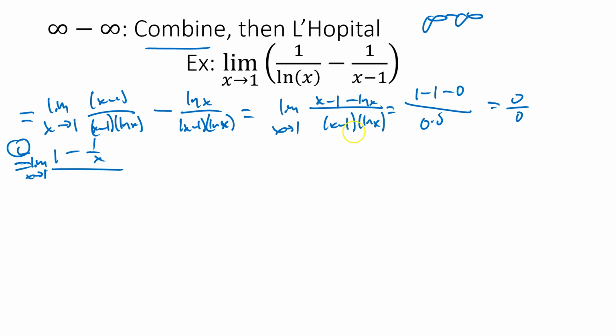So let's do the derivative of x minus 1, which is 1. So we'll just have ln x by itself. And then plus, let's see, the derivative of ln x is 1 over x. So I have x minus 1 over x.